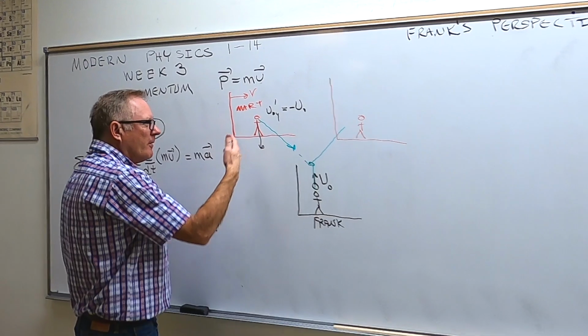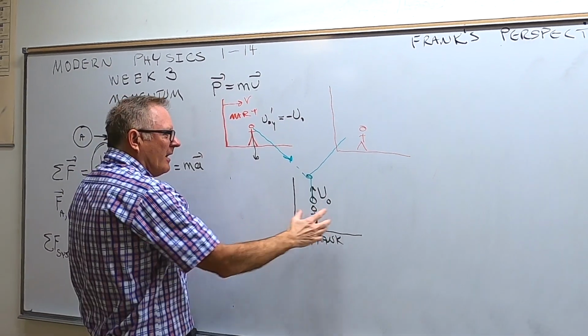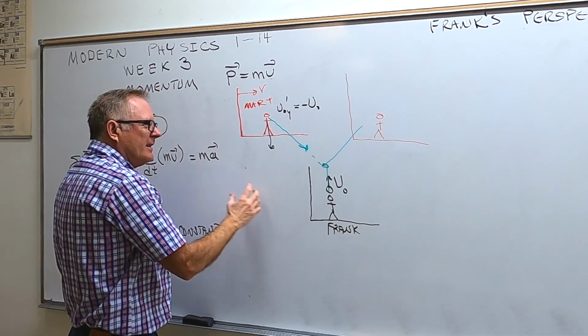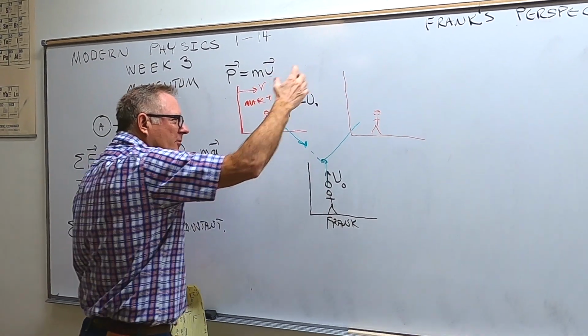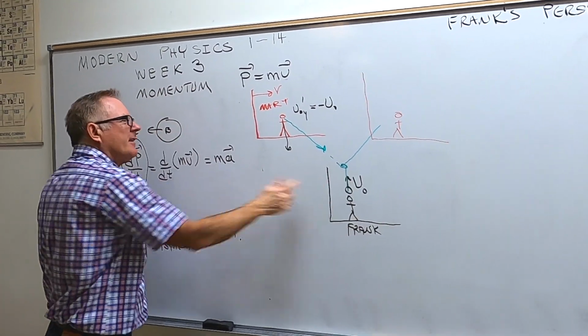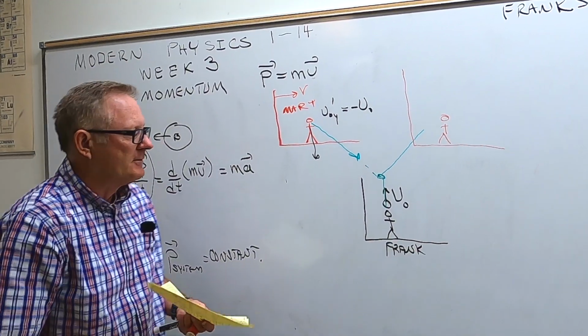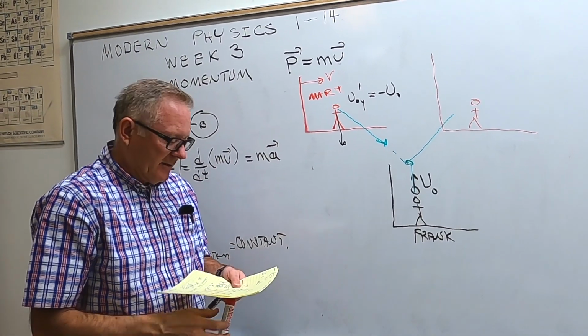If you looked at it from Mary's perspective, she would have said, no, I just threw it straight down. Frank is moving this way. And so when you threw it down, I would have seen Frank over here, and you would have seen it the other way. But we're just looking at it from Frank's perspective.